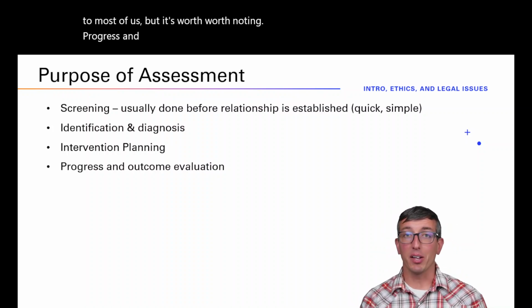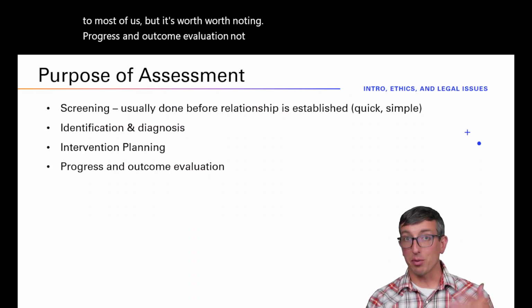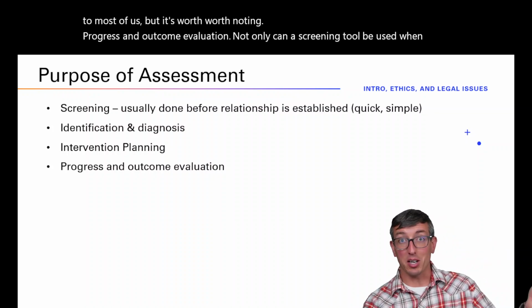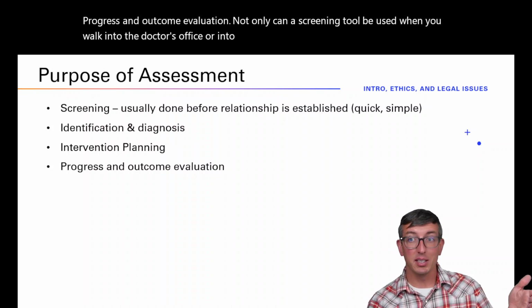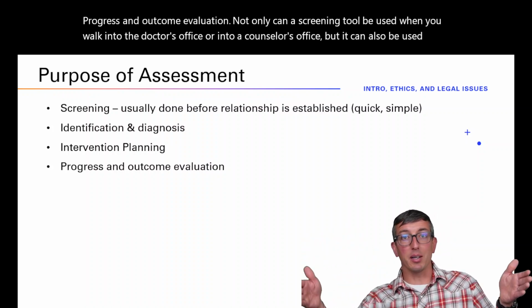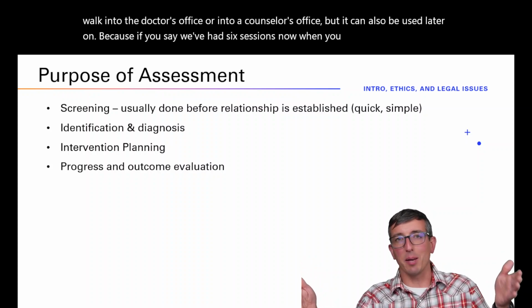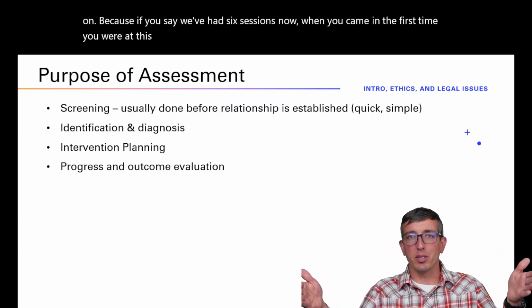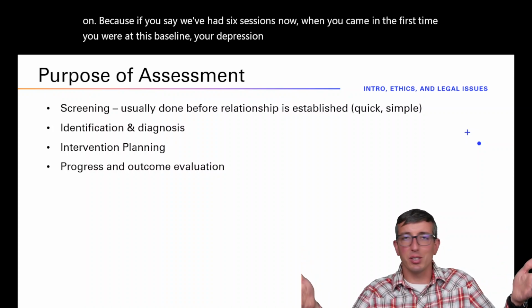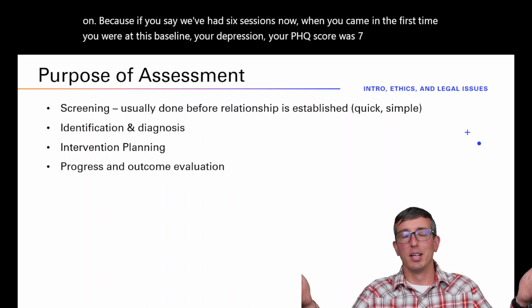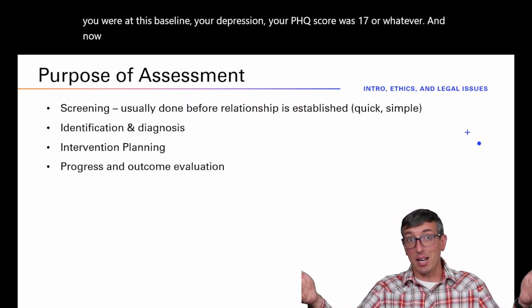Progress and outcome evaluation. Not only can a screening tool be used when you walk into the doctor's office or into a counselor's office, but it can also be used later on. Because if you say, well, we've had 6 sessions now. When you came in the first time, you were at this baseline. Your depression, your PHQ score was 17 or whatever. And now it's actually down to 13.